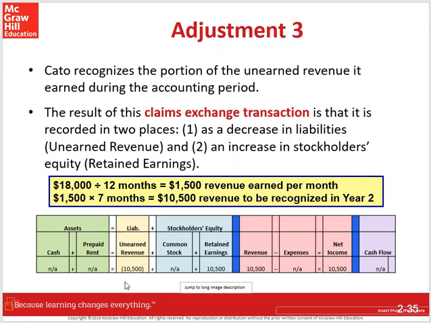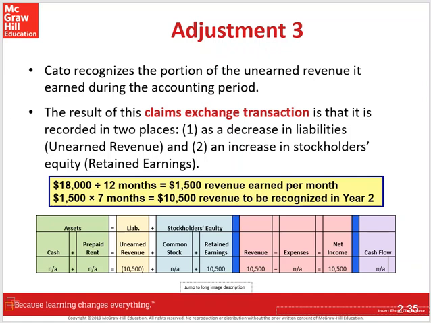So question for you, what's left in unearned revenue? What would be the remaining balance after this adjustment? 18,000 minus 10,500, the remaining balance would be 7,500, which represents another 5 months of revenue to be earned, 5 times 1,500. And we'll earn that in January through May of year 3.